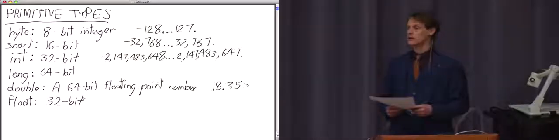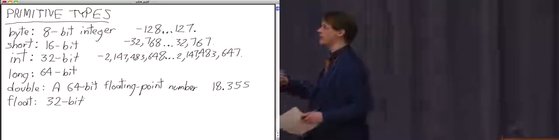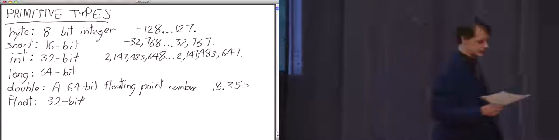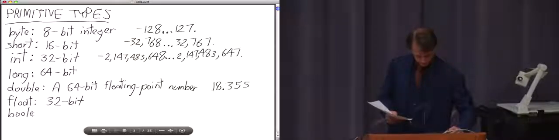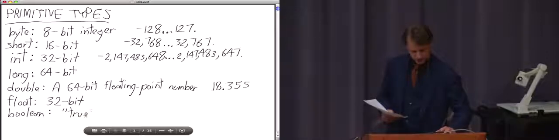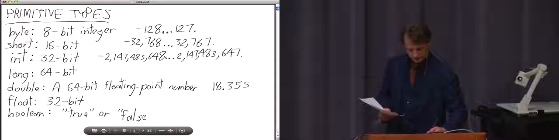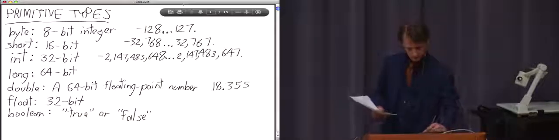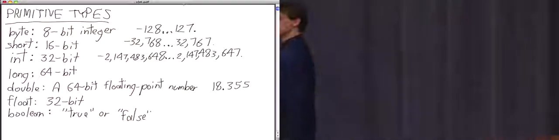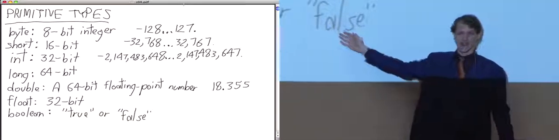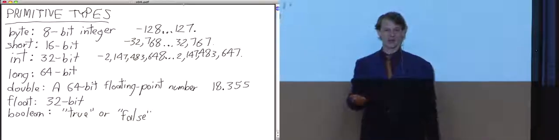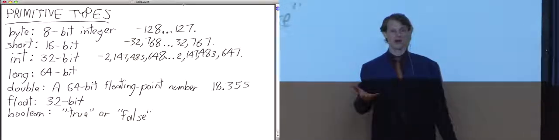A couple of other primitive types that Java has are not numbers, or not exactly numbers. There is a Boolean type, which can only take on 2 values. It's either true or it's false. And the words true and false are actually built-in Java keywords. So you can write a line of code that says b equals false.